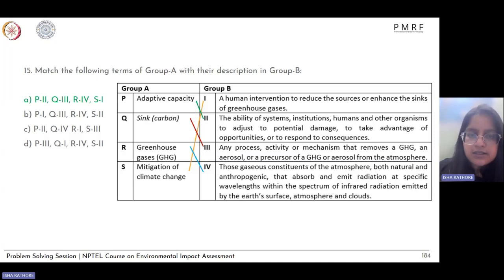Then greenhouse gas, GHGs, are those gaseous constituents of the atmosphere, both natural and anthropogenic, that absorb and emit radiation at specific wavelengths within the spectrum of infrared radiations emitted by Earth's surface, atmosphere, and clouds. So R matches with 4. And then mitigation of climate change is a human intervention to reduce the sources or enhance the sinks of greenhouse gases. So S matches with 1. So the correct answer is A, that is P matches with 2, Q matches with 3, R matches with 4, and S matches with 1.